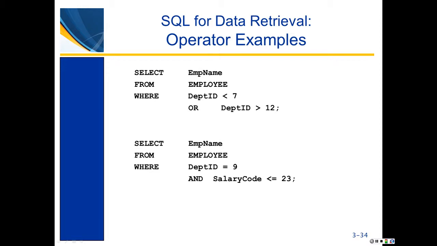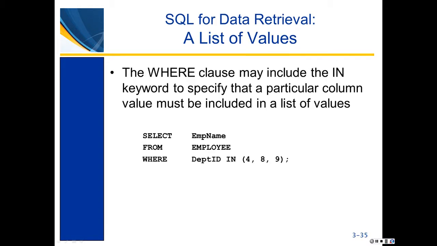Whereas and is a little bit different because it is much more restrictive. It says okay, not only pull data where the employee is from department ID 7, but also pull out the same employees where the salary code is less than or equal to 23. So if I don't use the last line, you can see that the output will be much larger than when we use the last line.